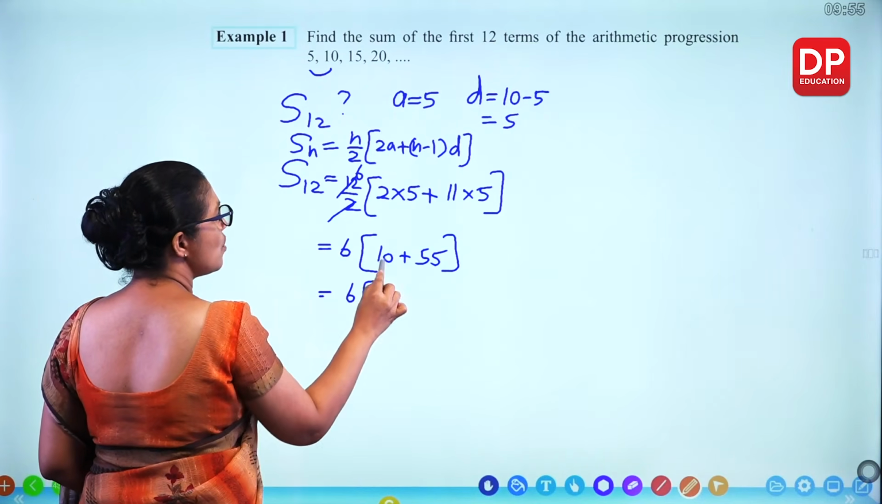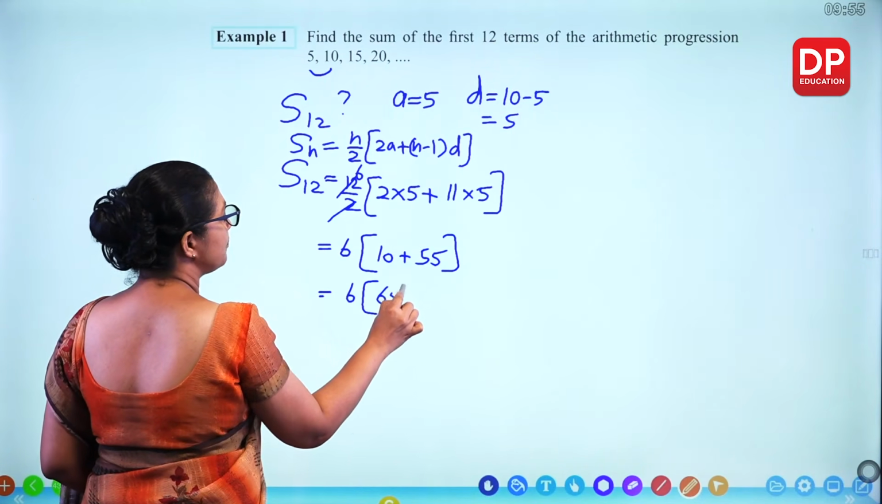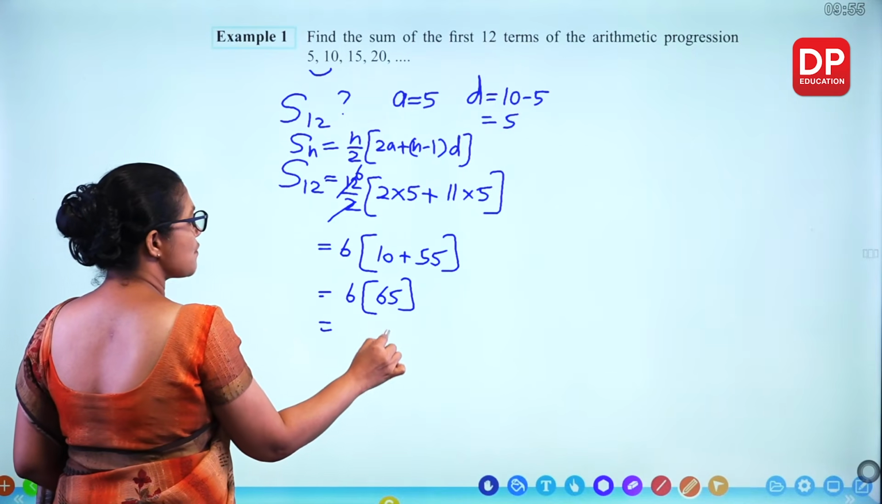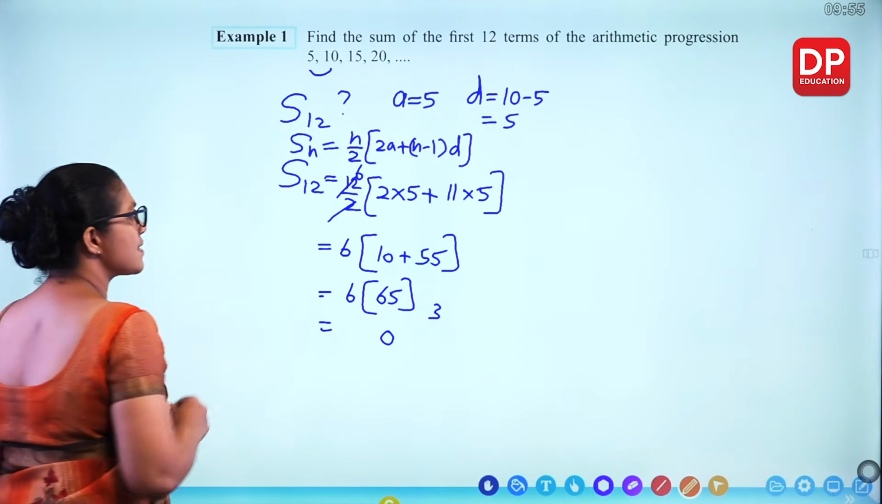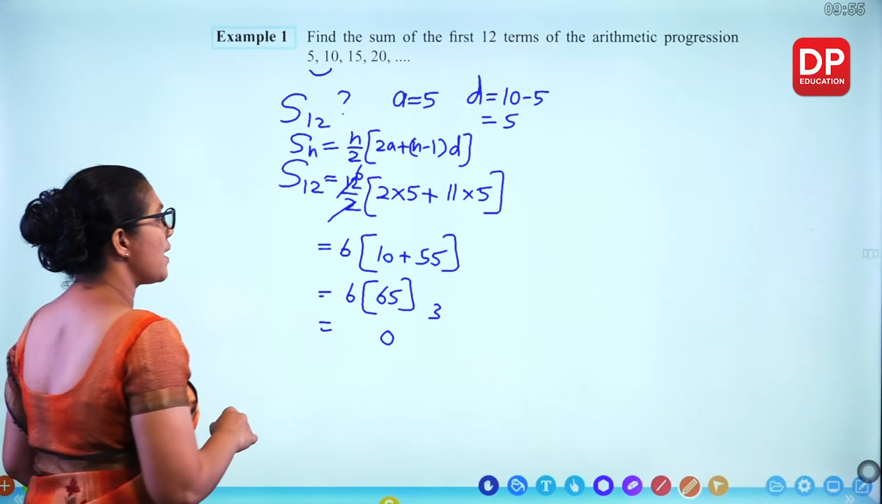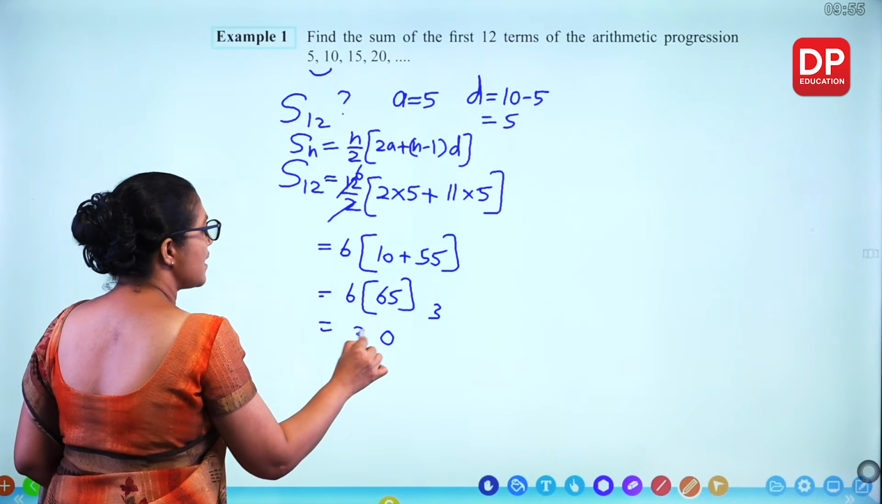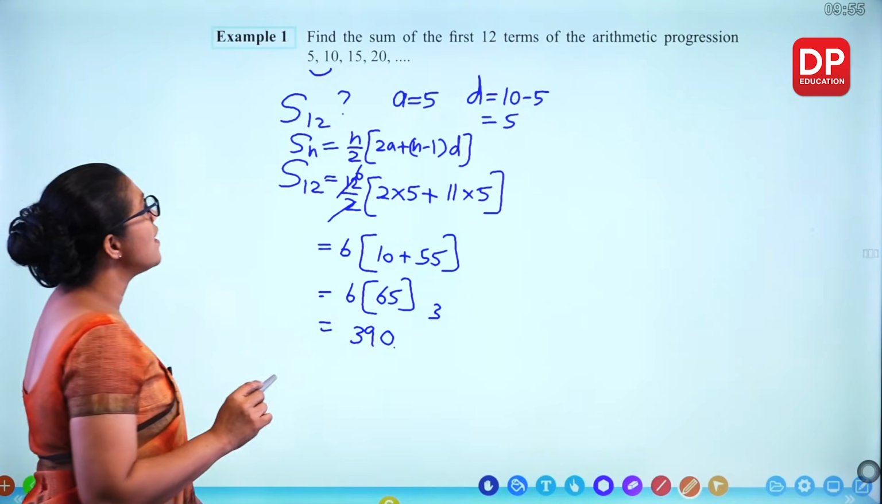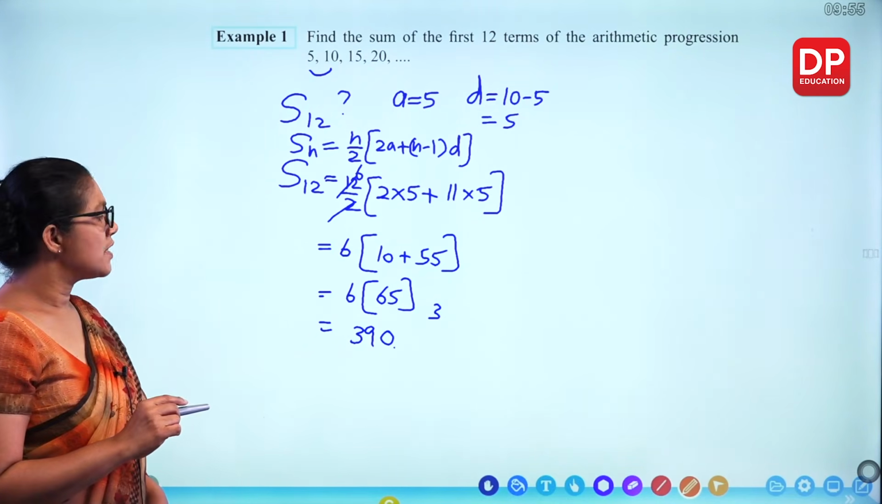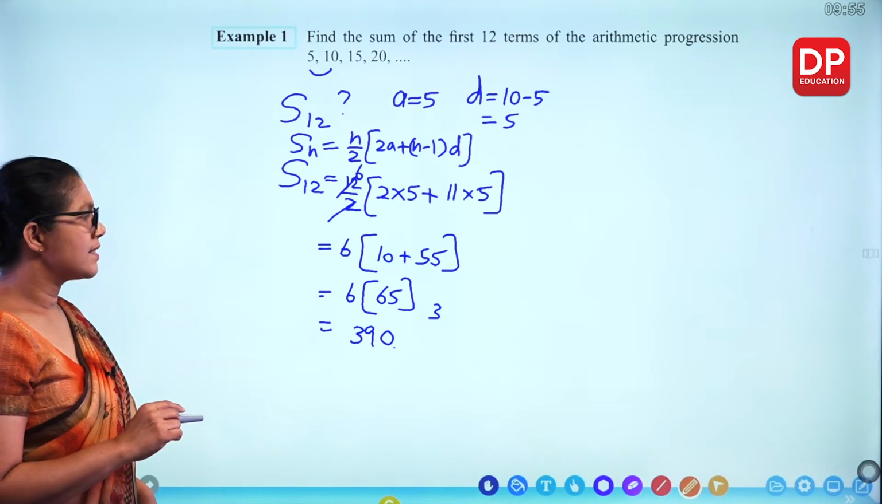6 times 65. 6 times 5 is 30 plus 3, 33. Remaining 6 times 6, 36, plus 3, 39. So the sum of the first 12 terms is 390.